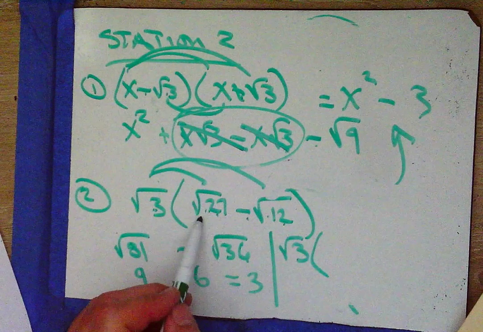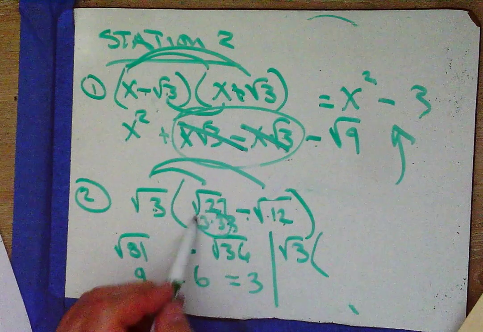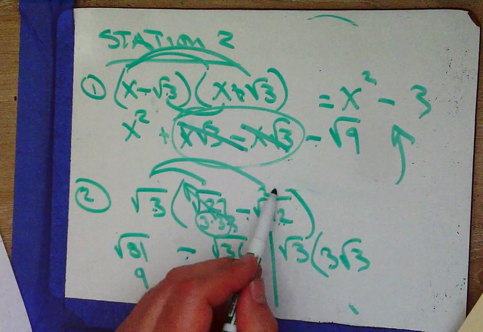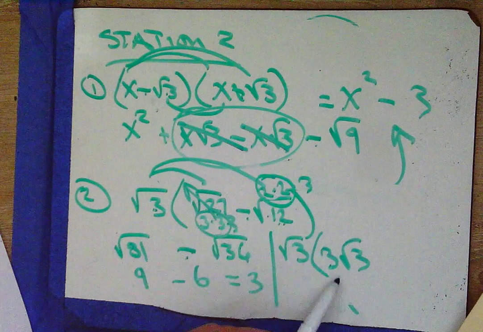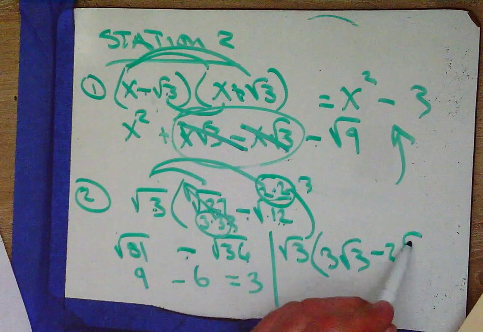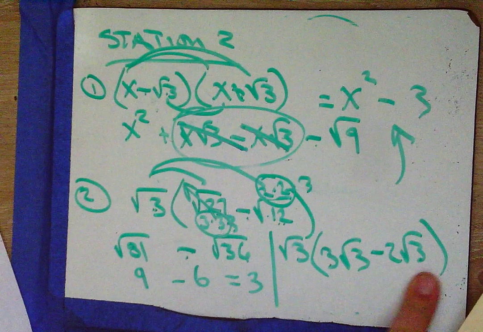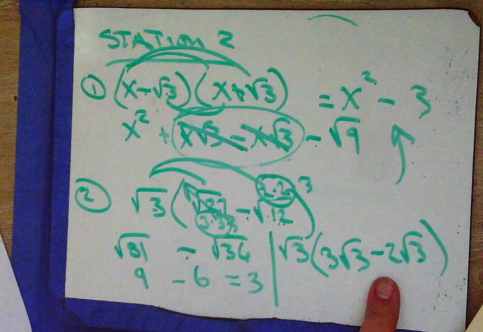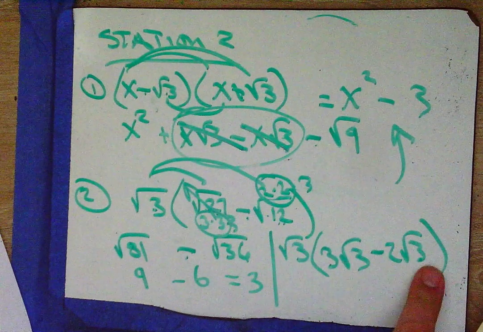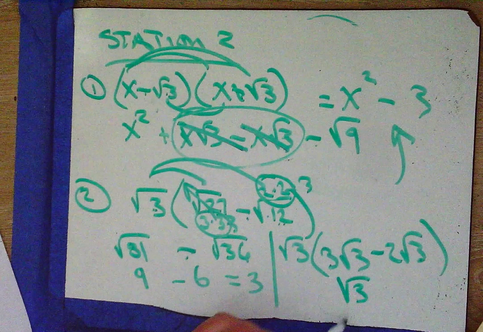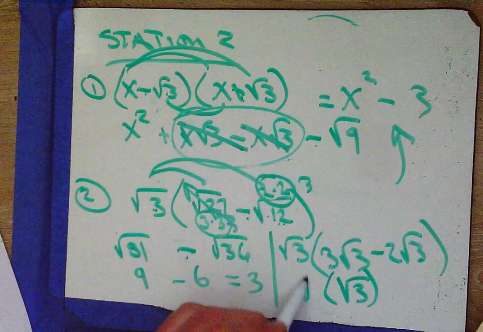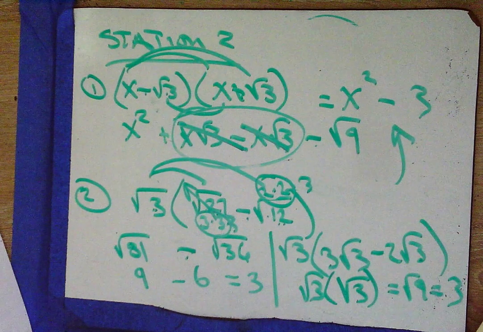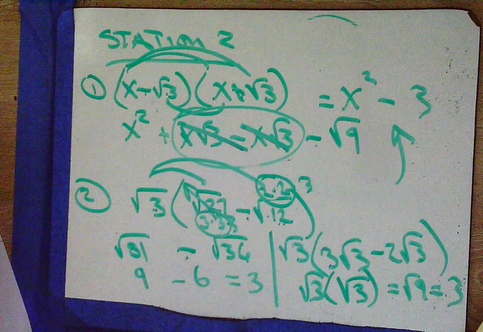Well, 27 is 3 times 3 times 3, and it's a square root, so I can pull out a 3, 3 root 3. And 12 is 2 times 2 times 3, so I can pull out a 2, 2 root 3. And look, these have the same radicand. So I can actually combine these like terms. I can do the subtraction. 3 of these things minus 2 of these things is just going to be 1 of these things times that root 3 out in front. And then root 3 times root 3 is root 9, which is 3. So I can get 3 either way.